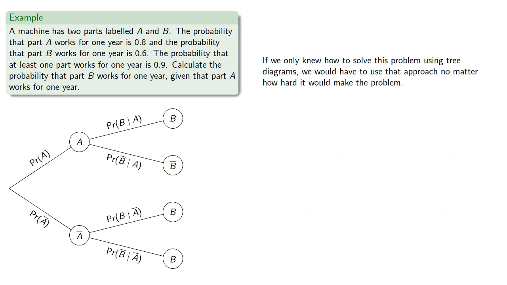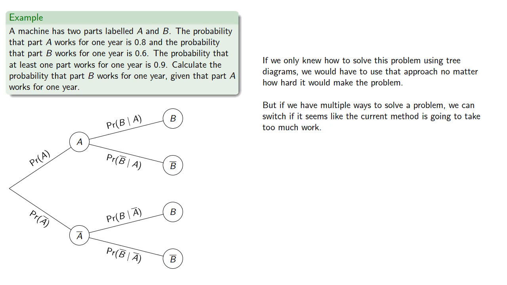And that's an important observation. If we only knew how to solve this problem using tree diagrams, we would have to use that approach no matter how hard it would make the problem. But if we have multiple ways to solve a problem, we can switch if it seems like the current method is going to take too much work.